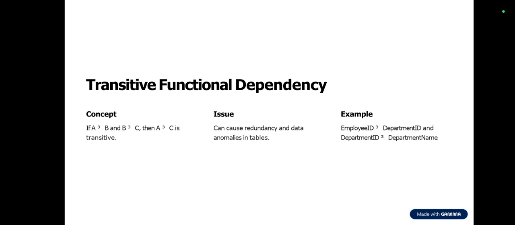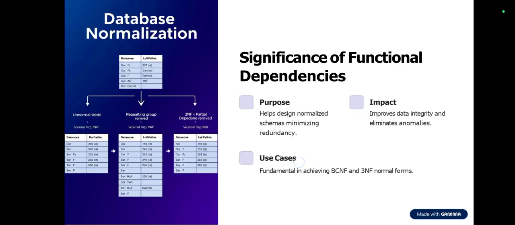If a department name changes, you must update it everywhere it appears. What is the normalization impact in this? Transitive dependencies must be removed to achieve third normal form. To remove this transitive dependency, we will convert our unnormalized table to a third normal form table. So next is significance of functional dependencies. What is the purpose? It helps design normalized schemas minimizing redundancy.